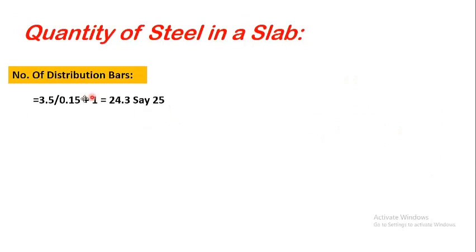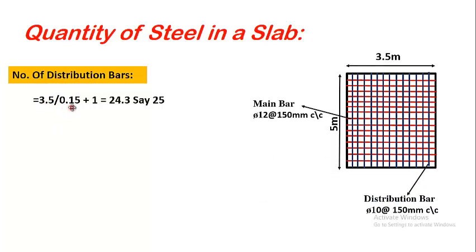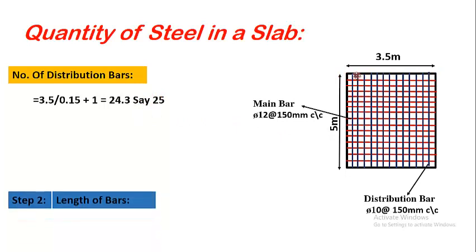The other step is to find the number of distribution bars. 3.5 divided by 0.15. 3.5 meters is the length along which distribution bars are placed, divided by 0.15, which is the spacing, plus 1 is equal to 24.3. Say 25 distribution bars will be required along this length.